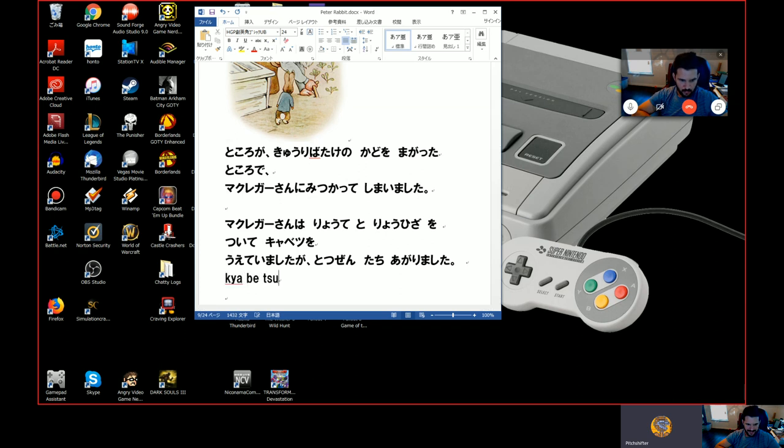キャベツ。植えていましたが。突然。立ち上がりました。Okay, so let's see if we can break this down. McGregor-san wa, both hands, to ryo hiza, both knees, o tsuite. Tsuite again? Planting? No, tsuite means touch. Mr. McGregor was touching the ground with both hands and both knees.